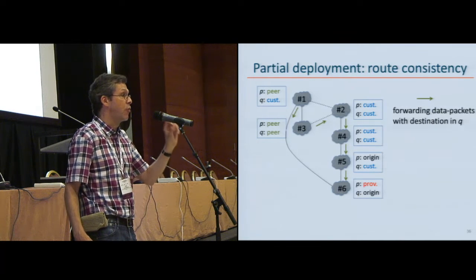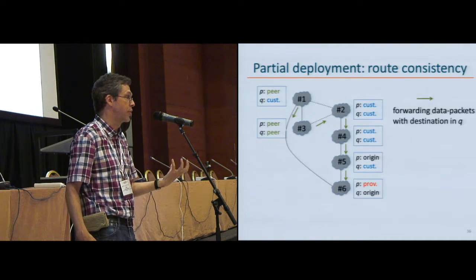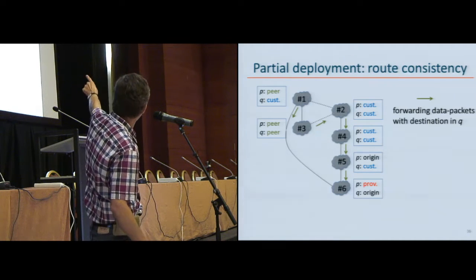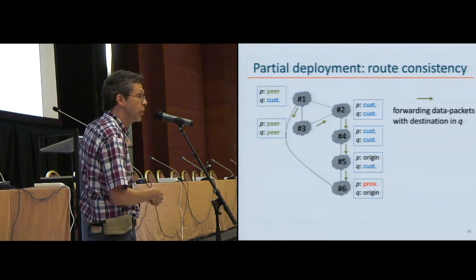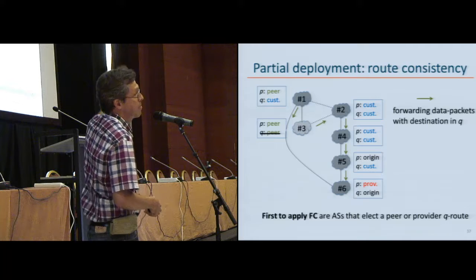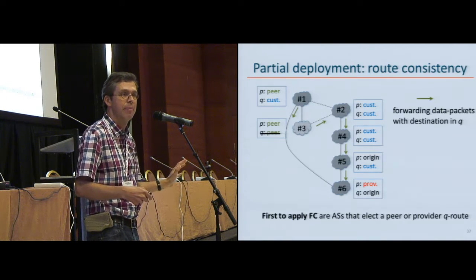Nodes that elect a provider or peer route should be the ones to filter first. So the one that elects a peer route, there for Q, is 3, should be the one to filter. If it filters, it still sends data packets to AS2. The flow is the same.